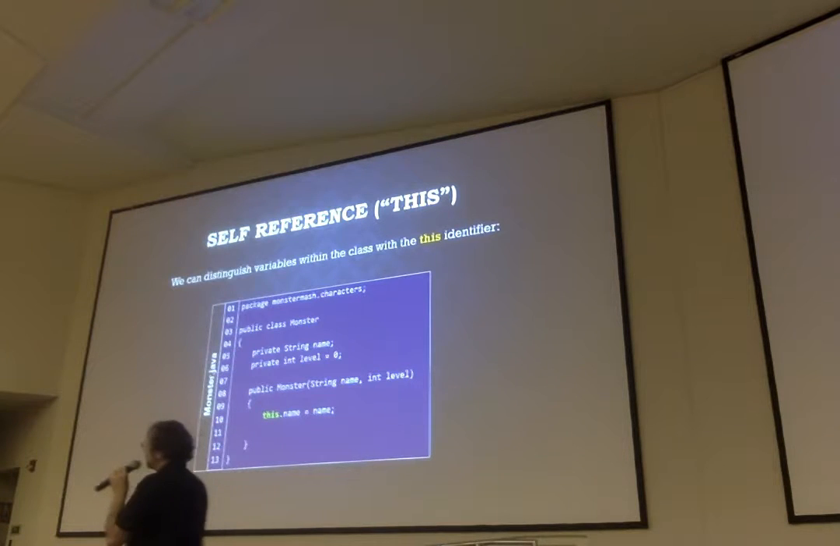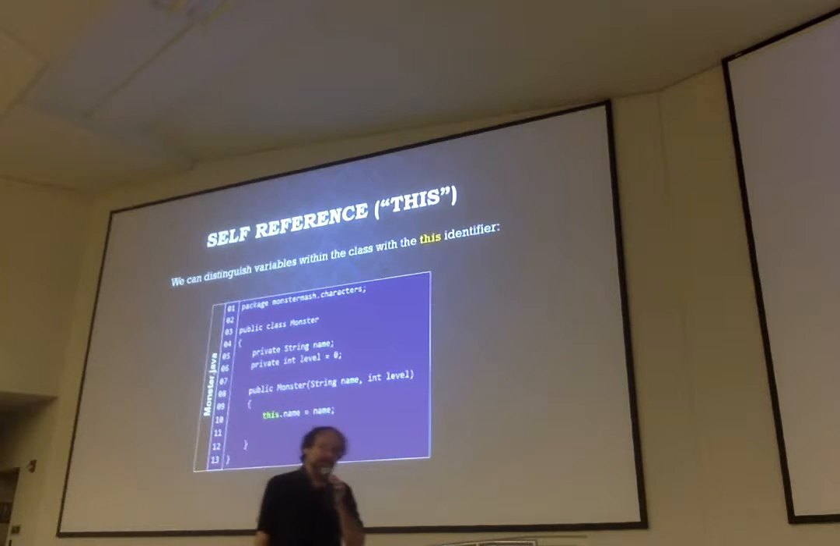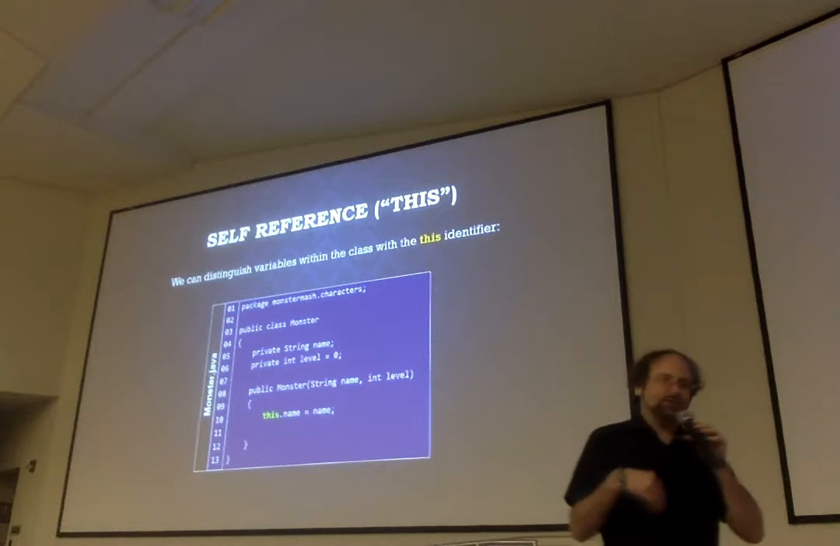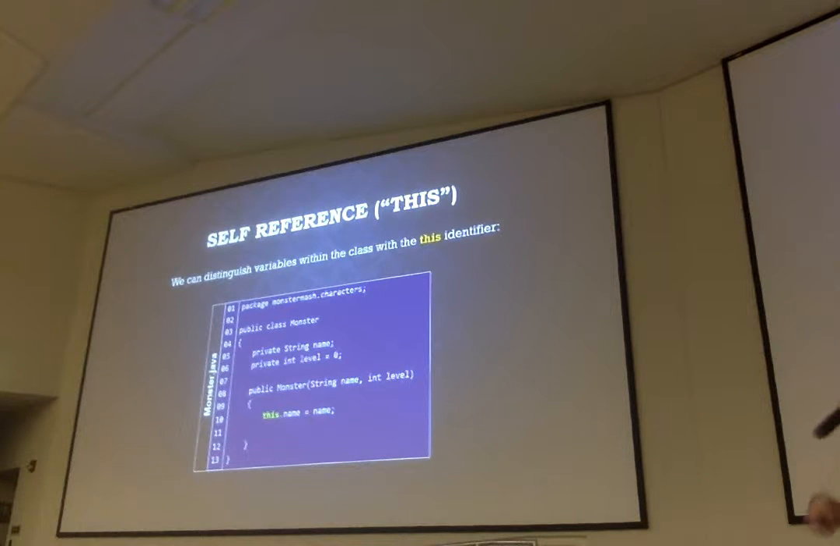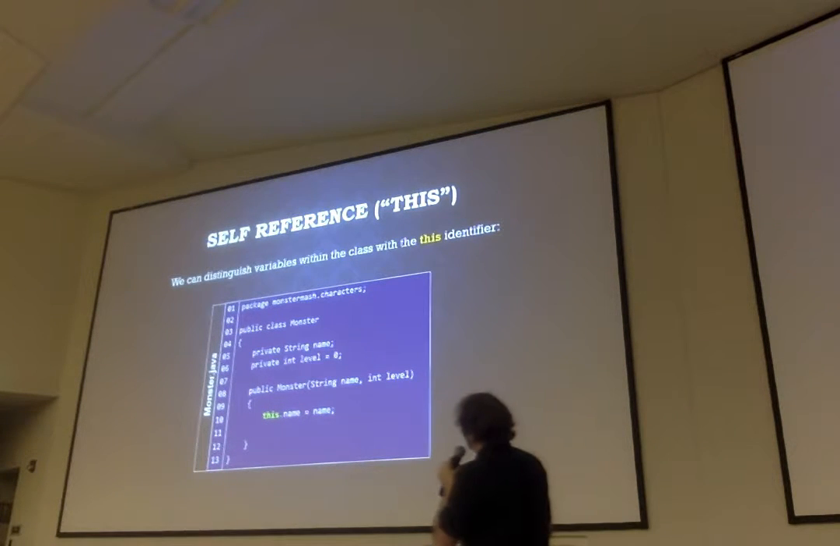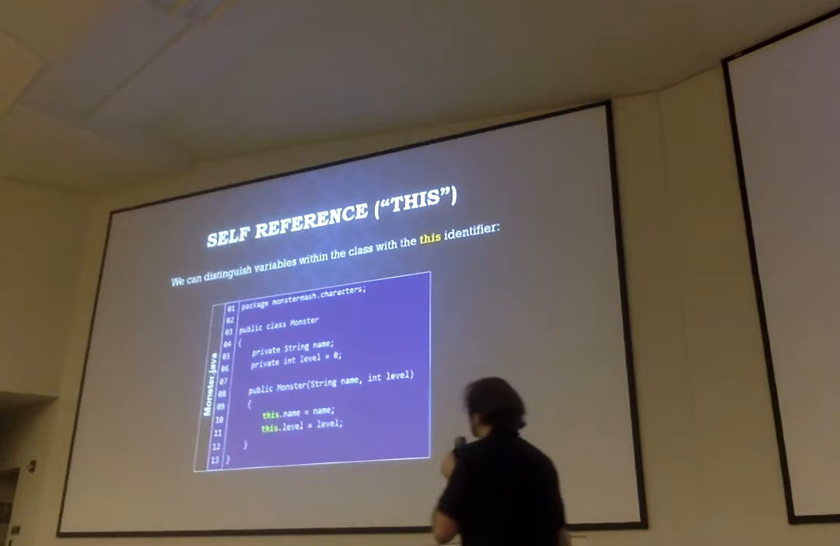This is a special keyword in Java, and it also exists in C++ and many other languages. And it means that you are referring to the current object. It is a reference to the current object. So I could do this.name equals name. This.name is going to be the one for the object. The one without the this keyword is going to be the one that came in as a parameter. And I can do the same thing with level right here.